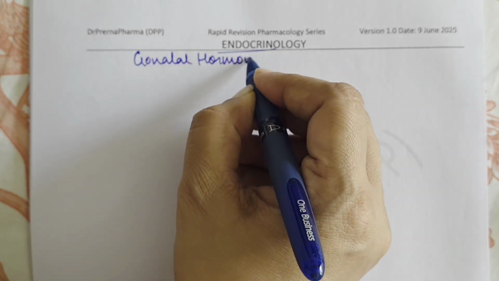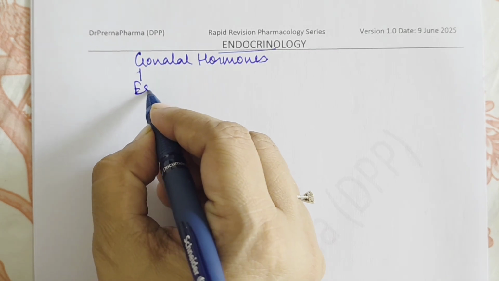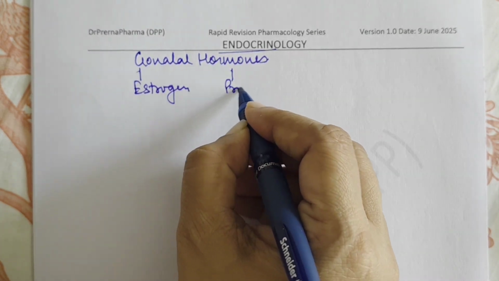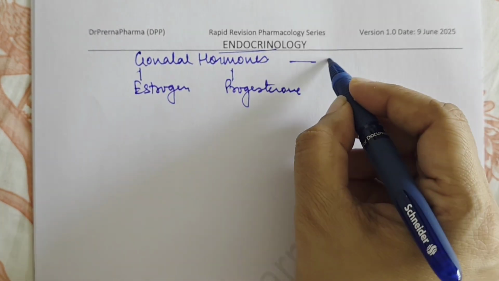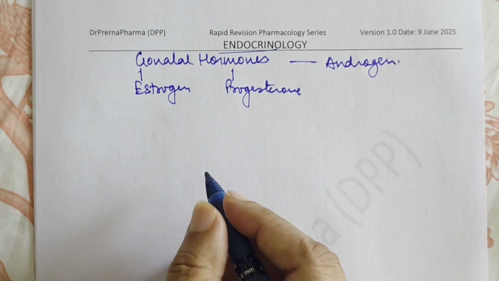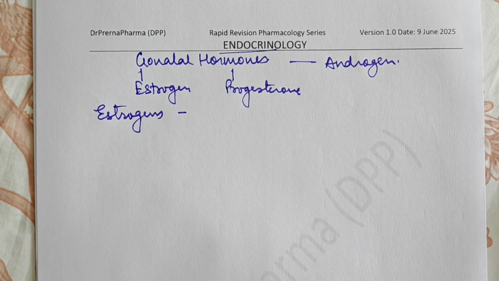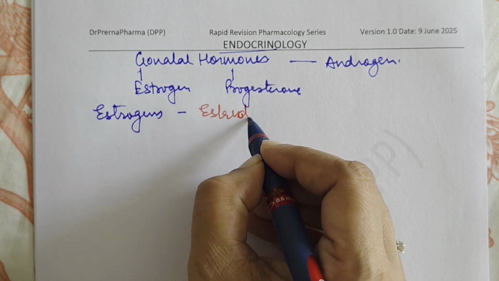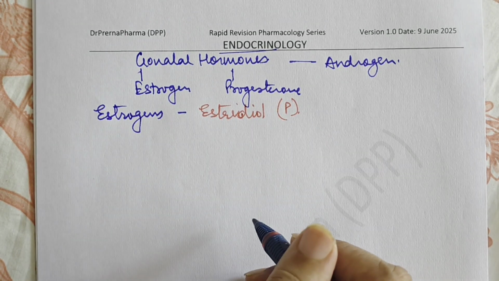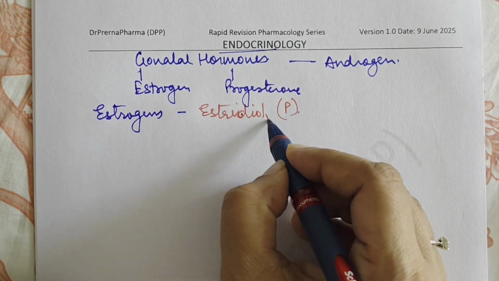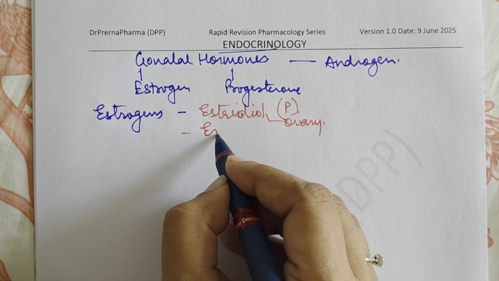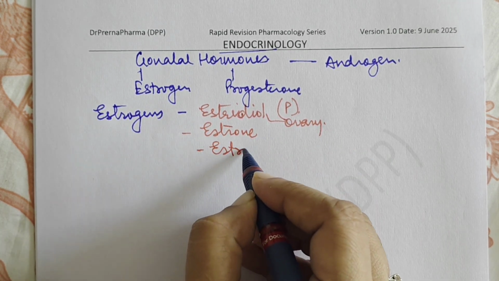Now in the gonadal hormones, we are going to discuss estrogen, then progesterone, and we will be discussing androgens also. These are the principal gonadal hormones. Now let's start with the estrogens. The naturally occurring estrogen is called estradiol. This is the principal gonadal estrogen hormone that is secreted from the ovaries and circulates in our system. The other ones are estrone and estriol, right?